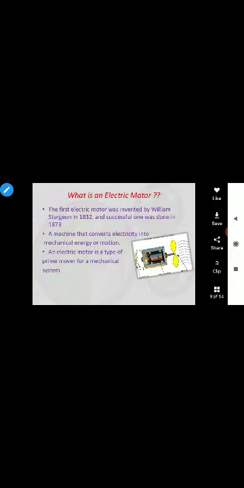Students, our last topic of this chapter is electric motor. So, what is electric motor? Basically, this is a machine which converts electric energy into mechanical energy.